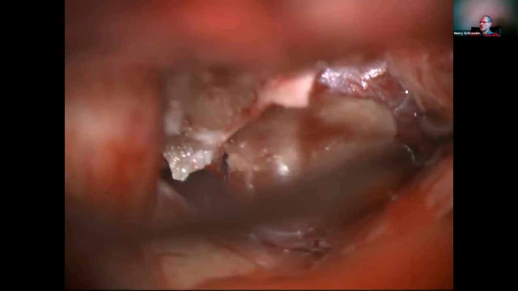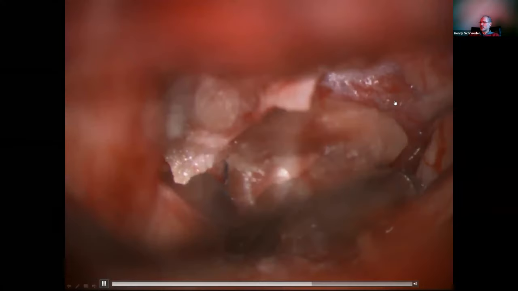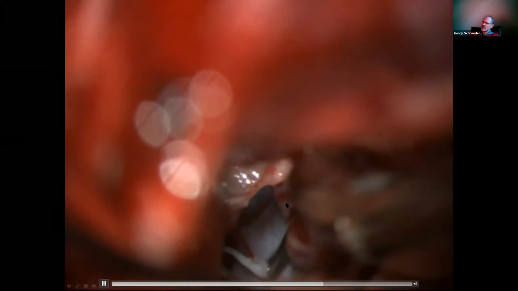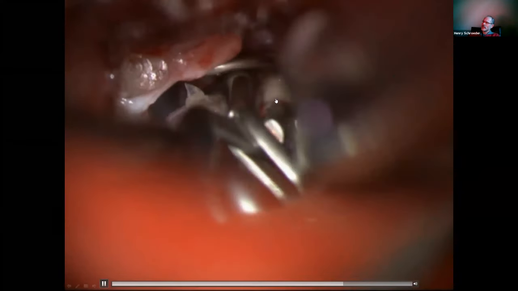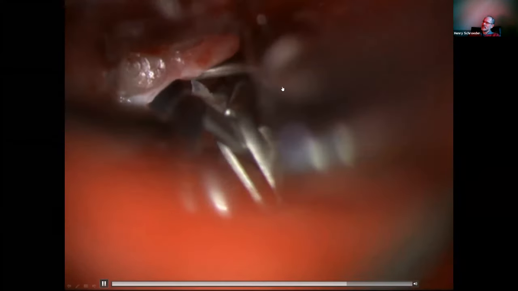So we see here, we mobilize the arachnoid from the carotid. And then we have here the clip applier in and we clip it, but you see during closure the clip slips up and leaves a large portion of the aneurysm outside. This is a wall already, but here is a lot of aneurysm sac remaining.